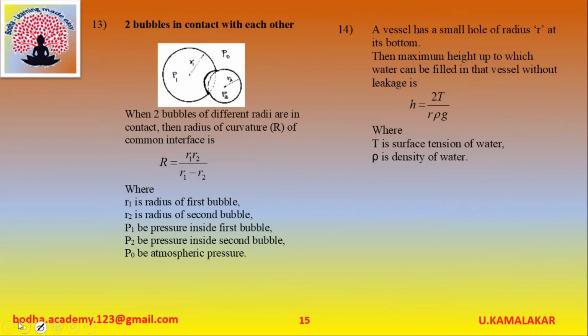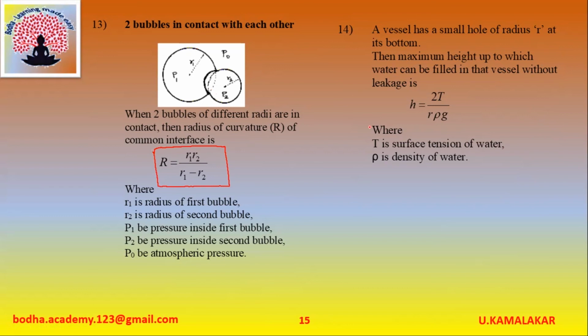Next topic. When two bubbles of different radii are in contact, then radius of curvature R of common interface is given as R = R1 R2 / (R1 − R2), where R1 is radius of first bubble, R2 is radius of second bubble, P1 be pressure inside first bubble, P2 be pressure inside second bubble, P0 be atmospheric pressure. The pressure inside smaller bubble is larger than pressure inside larger bubble.